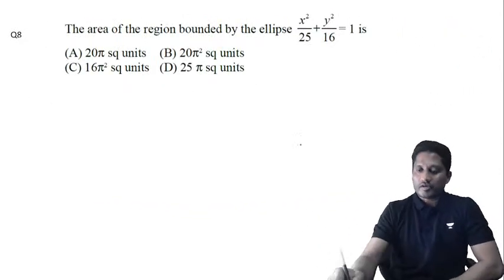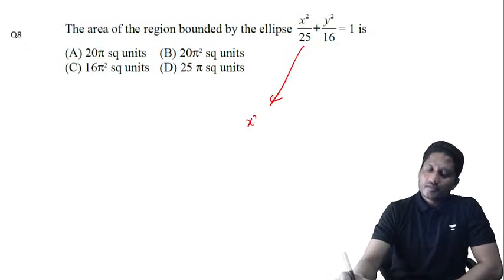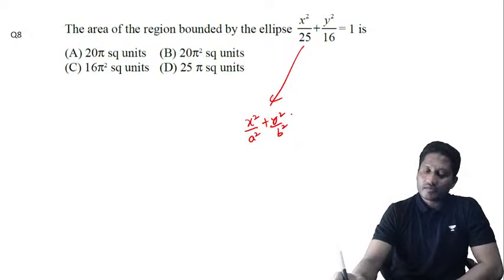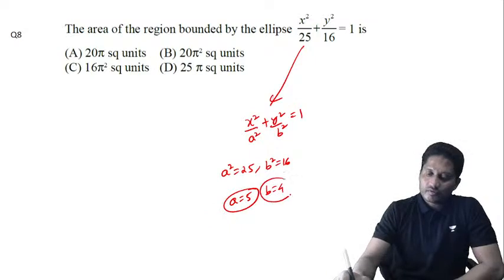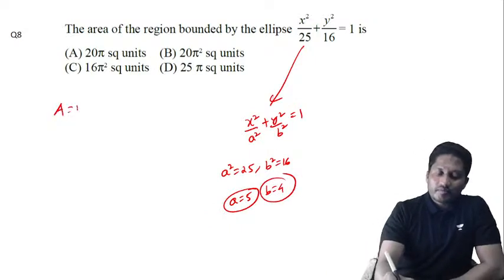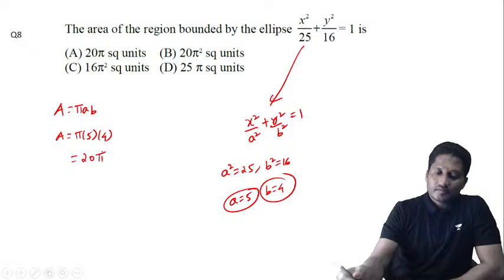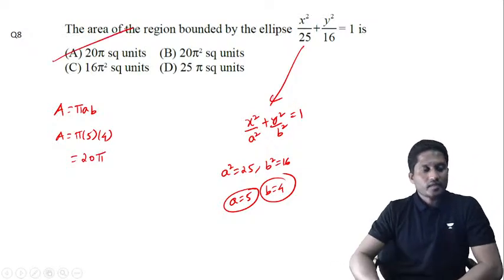Okay, now just now I taught you this is of the form x square by a square plus y square by b square equal to 1. A square is 25, right? And b square is 16. You will get a equal to 5, b equal to 4. Area will be equal to pi ab. Area is equal to pi, a equal to 5, b equal to 4. You will get this as 20 pi. Answer is option A.